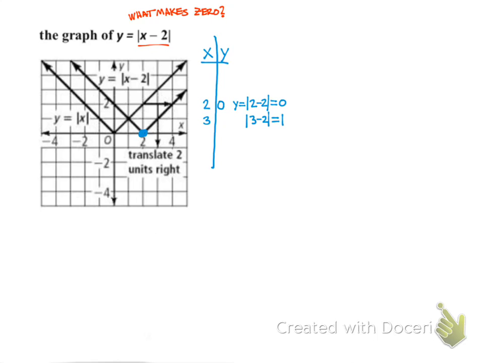So then we have 3 minus 2 is 1, and 4 minus 2 is 2. That's our positive direction. Now when I plug in 1, I have 1 minus 2, which is the absolute value of -1, which is equal to 1. And when I plug in 0, I get 0 minus 2 is -2, but the absolute value of -2 is 2. And then we have our V-shape. Notice that this x minus 2 is, again, what makes 0, and I have x equals 2, and that is where our vertex meets.